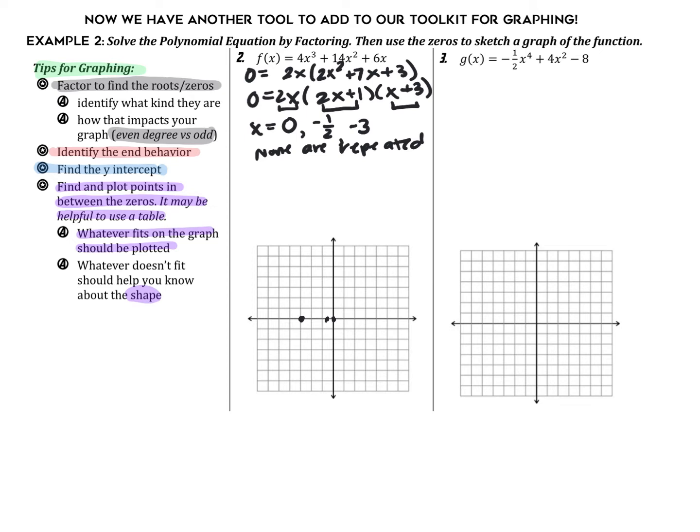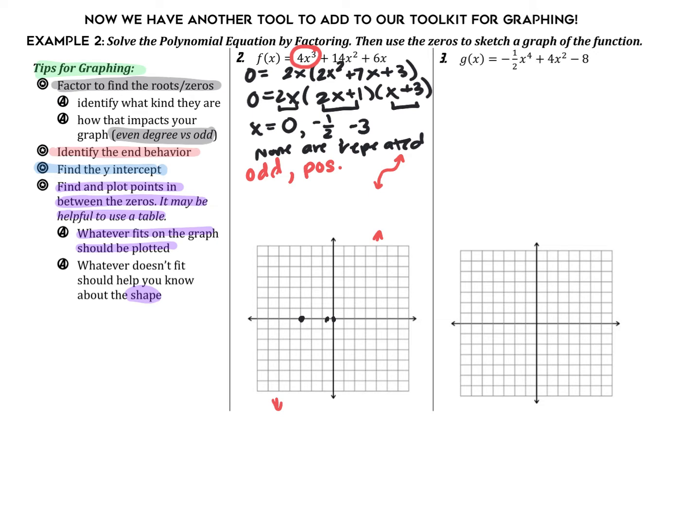The second thing on our to-do list is to identify the end behavior. Well, this is odd. It has an odd degree, and the leading coefficient is positive, so it should look something like this at the ends. So at the end over here, it should be going up. At the end over here, it should be going down. I'm not necessarily going to connect to those arrows, but I'm going to use those as a guide to make sure my graph behaves the way that I know it behaves based on that end behavior.